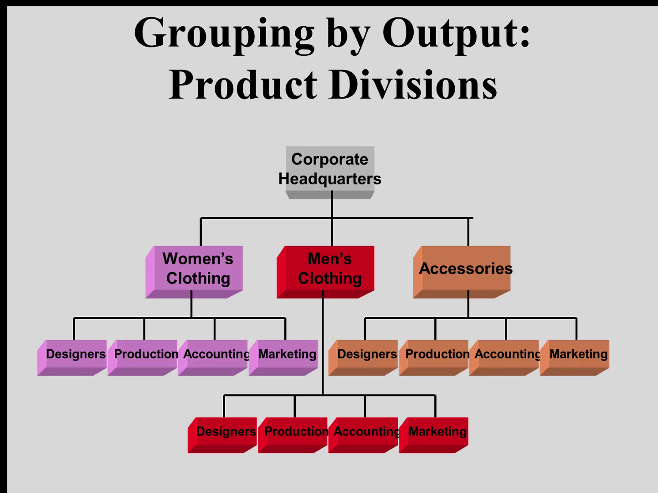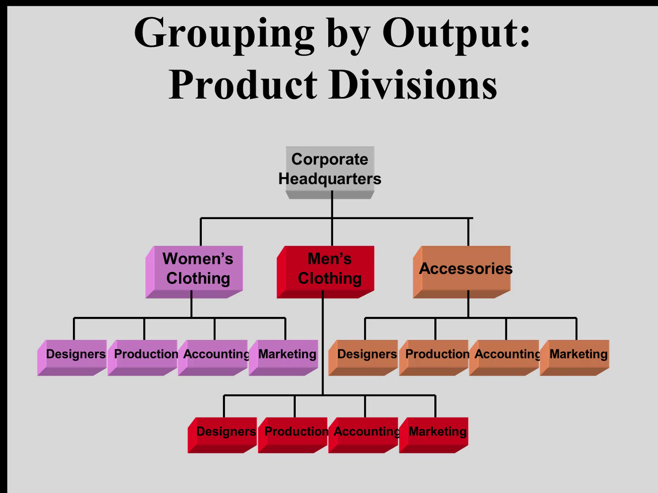And rather than having all of marketing work on all of the different lines, instead of having all of production work on all of the different lines, etc., they broke up into divisions based on the output. Women's clothing, men's clothing, accessories. And again, within each divisional unit, you have the functional tasks, but the designers under women's clothing are only focusing on design for women's clothing. There's a whole different group of designers that focus only on men's clothing, etc.